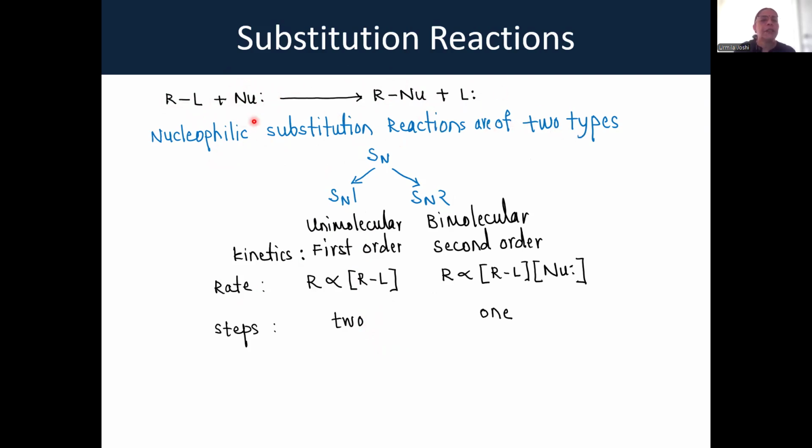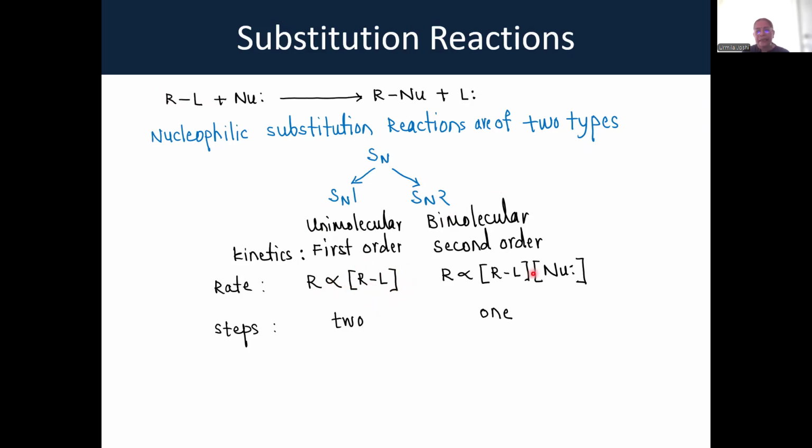Why? Because the nucleophile reacts with the alkyl halide or any other substrate which has a leaving group. So nucleophilic substitution reactions are of two types: SN1 and SN2 reactions. SN1 reactions, as the name suggests, are called unimolecular reactions, and SN2 reactions are called bimolecular reactions. Why are SN1 reactions unimolecular? Because the rate of the reaction is decided by the concentration of alkyl halide only.